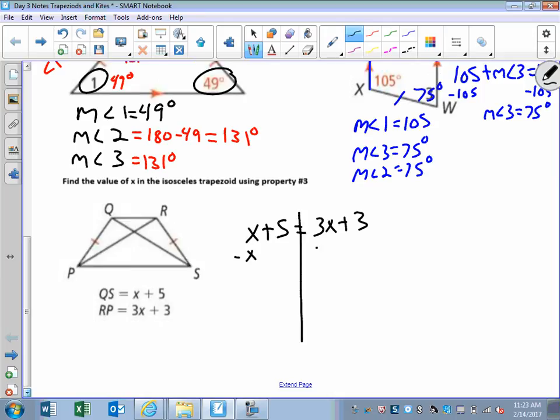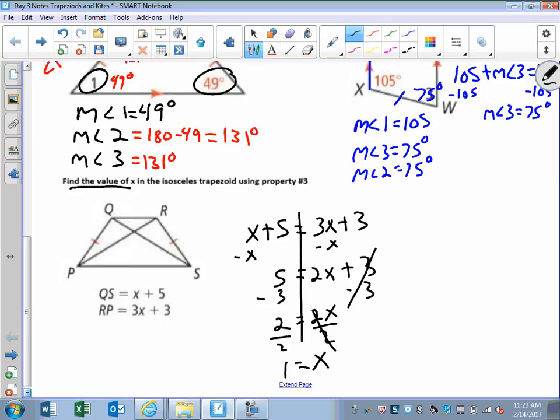Minus x, take away 3. So we got 2 equals 2x. Divide by 2. So 1 is equal to x. So for this one, we're done because it just says find the value of x. So we can stop right there. Okay.